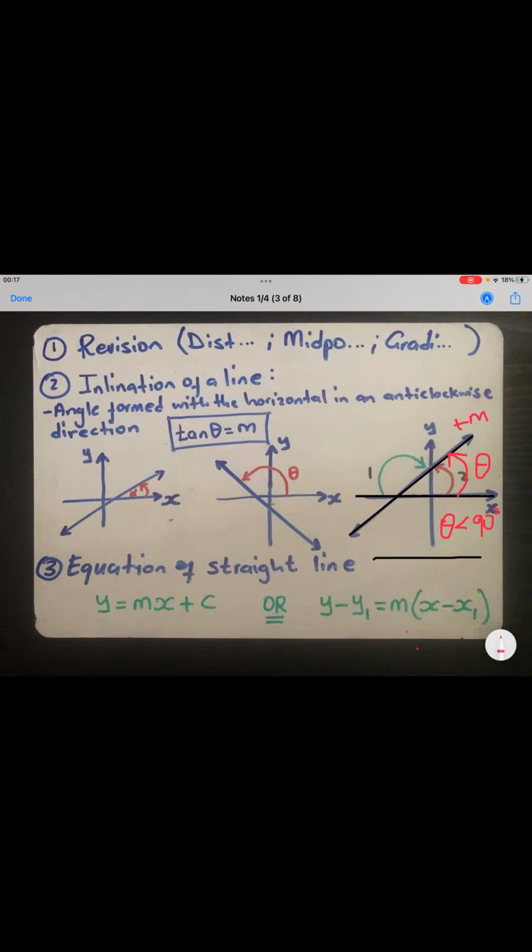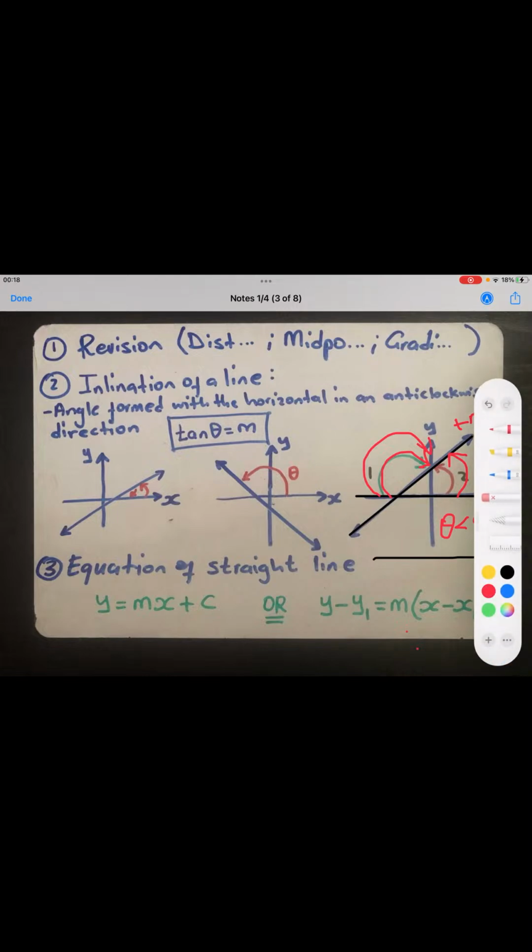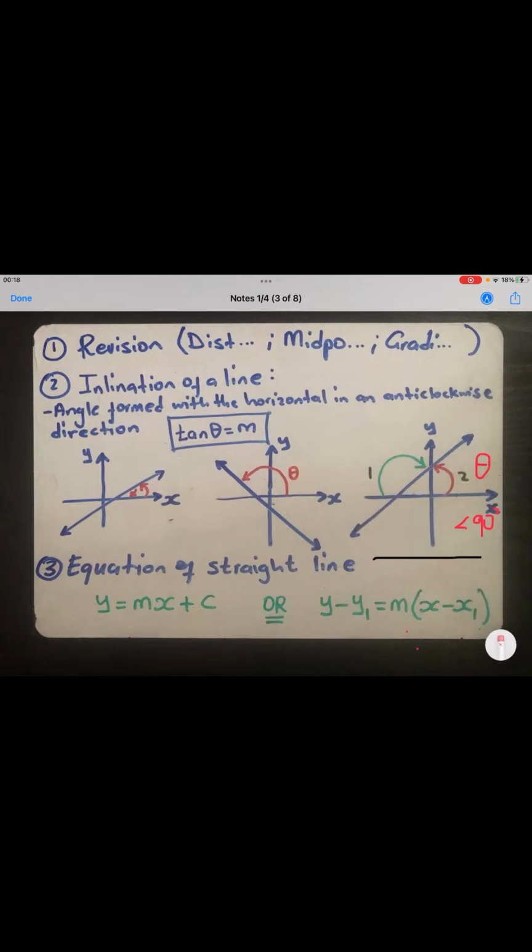So also there is that angle which is not an angle of inclination. Why? Because it is the angle in the clockwise direction. So don't get confused by that third sketch. It is just to remind you of the angles involved there.